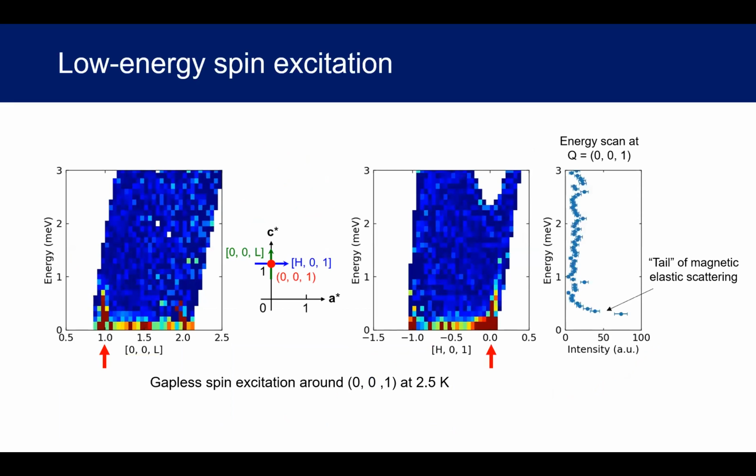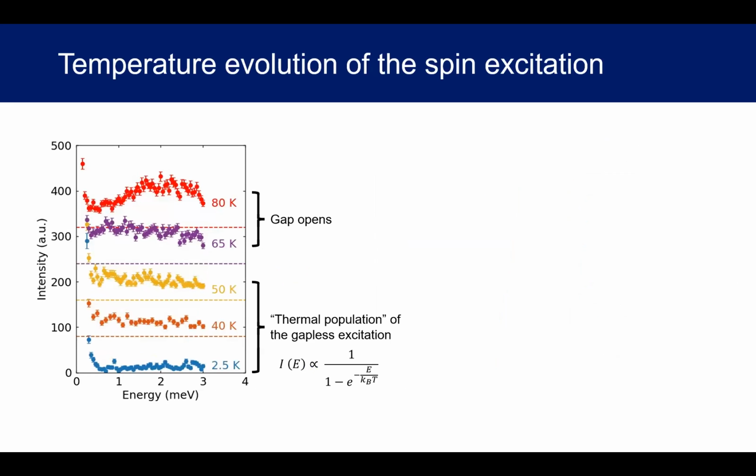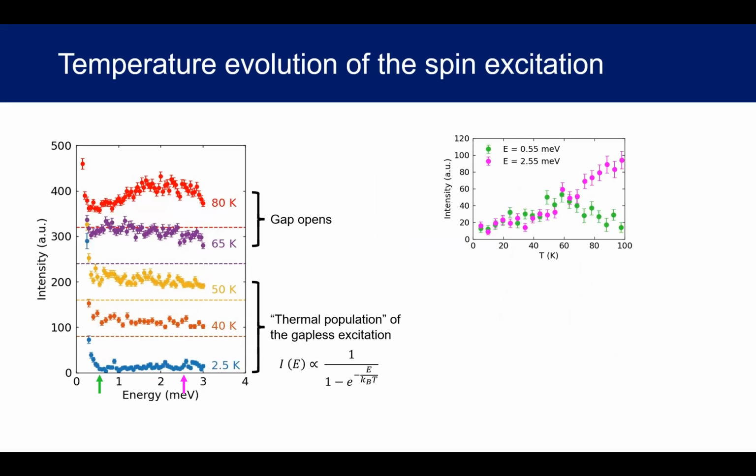At 2.5 Kelvin, we can immediately see that there is some gapless spin excitation at the 001 point. If we warm up, we can see that the intensity of the gapless spin excitation gradually increases due to the thermal population of the Bose factor effect. But when we warm above the spin rotation temperature, about 63 Kelvin, we can see that there is a gap opening behavior.